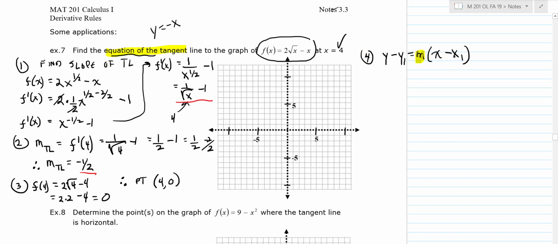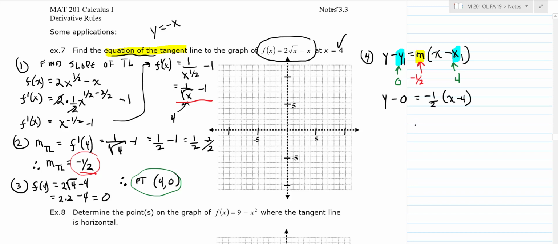So we need to know two things. We need to know the slope of the tangent line, and we need to know what we call the point of tangency. The slope came from doing the derivative. Okay, that slope was right here, -1/2. So that goes in there. Okay, the point we found here. So the x value is 4, so that goes there. The y value is 0, that goes in for y1. Y and x are variables that are going to be in your answer. So you'd have y minus 0 equals -1/2 times x minus 4.